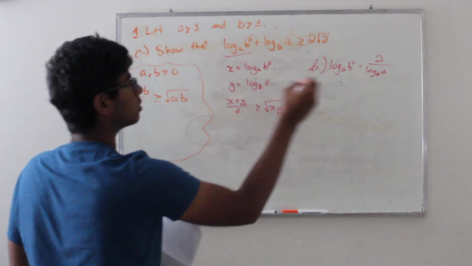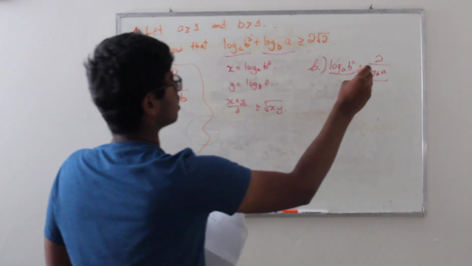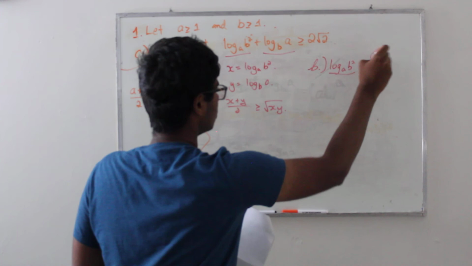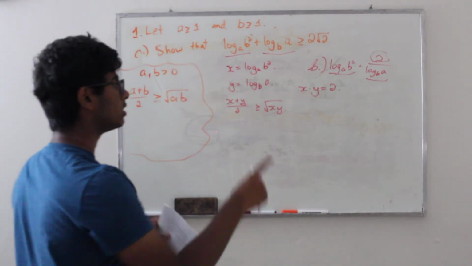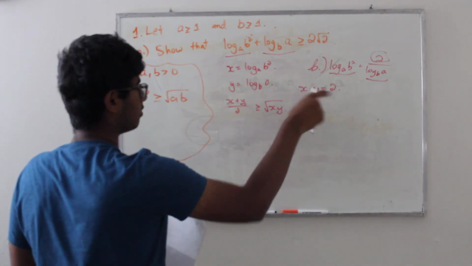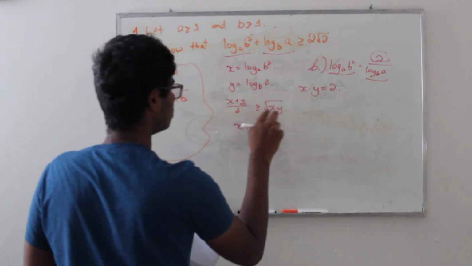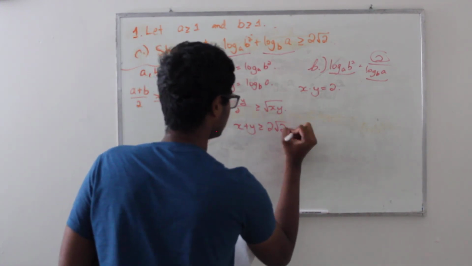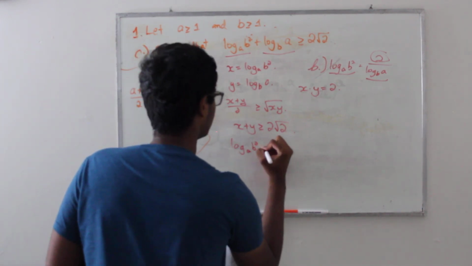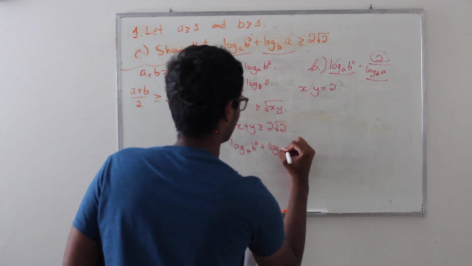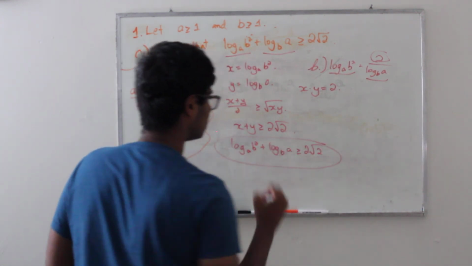Yeah, see, log base A of B squared, log base B of A. When you multiply these two together, you get 2. So that tells us X times Y equals 2. Now I'm going to replace this XY with 2 in here. So now you have X plus Y is greater than or equal to 2 times root 2. So now we've just proven the original statement, right? Log base A of B squared plus log base B of A is greater than or equal to 2 root 2. And that's the solution to the last one.